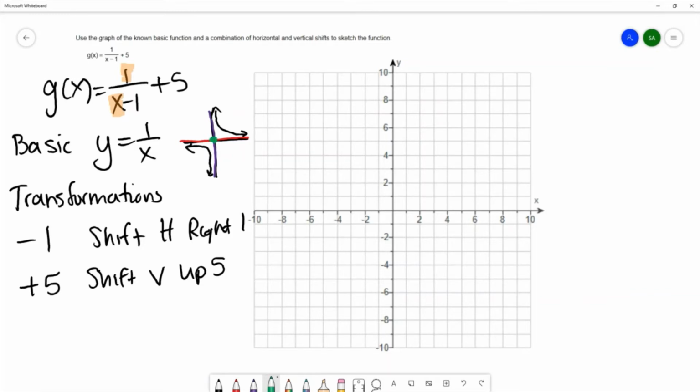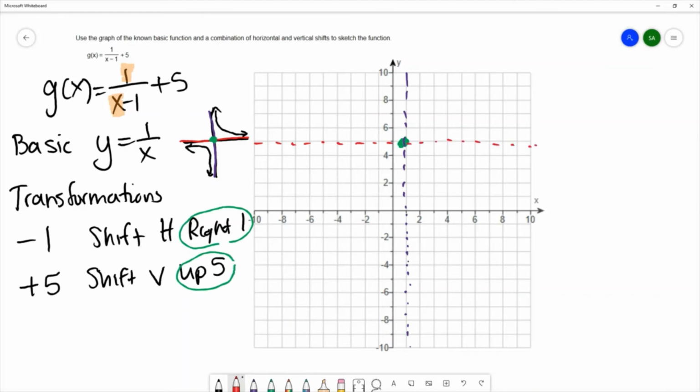I'm going to shift to the right one and up 5 to shift the location of where the vertical and horizontal asymptotes are. So if I shift to the right one and up 5, that's going to be the location where the vertical and horizontal asymptotes cross each other now. So my vertical asymptote is now going to pass through x equals 1, and my horizontal asymptote will pass through y equals 5.